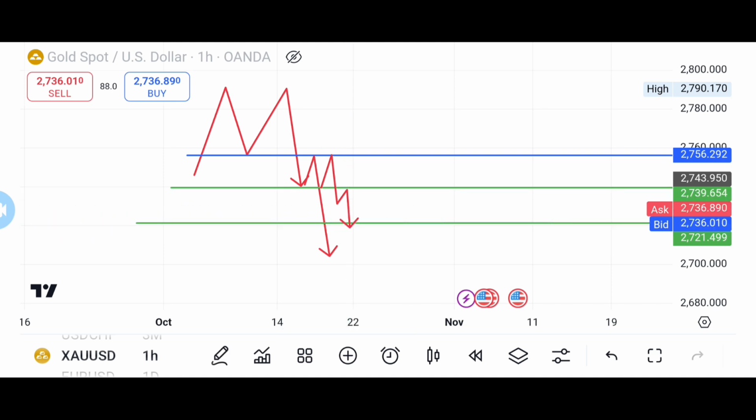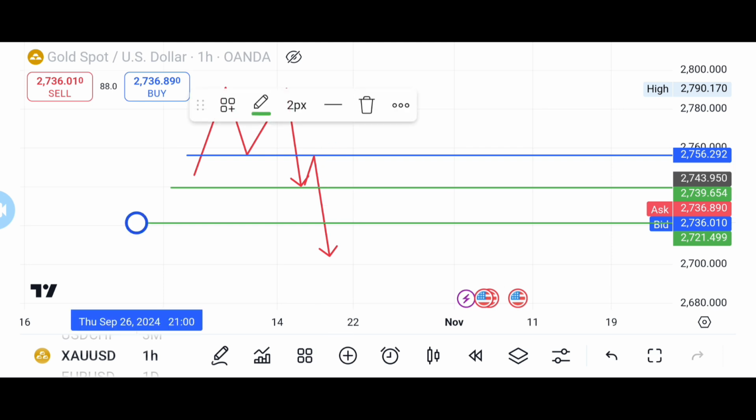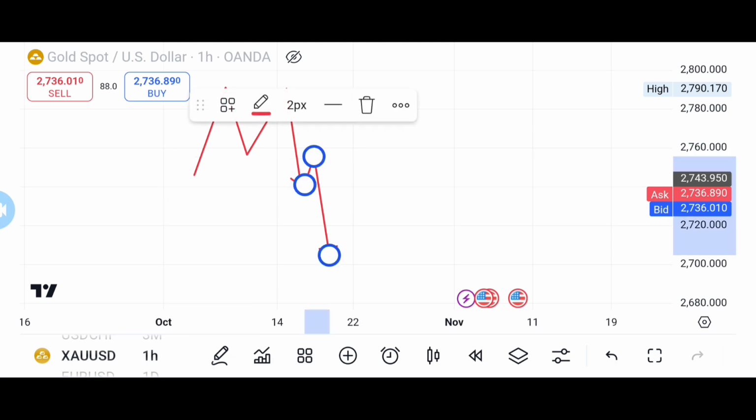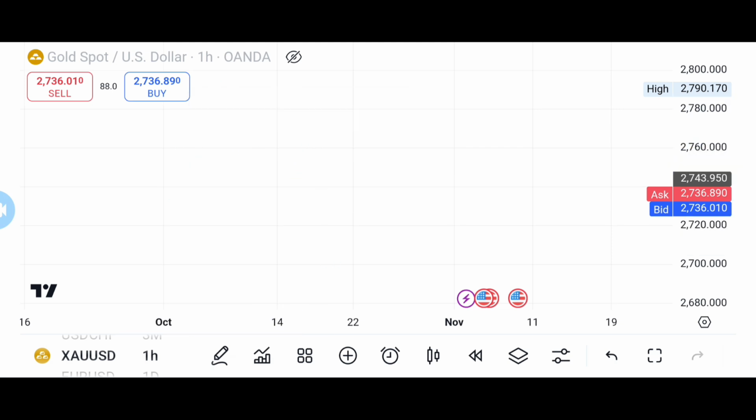Easy peasy. Are we together? That is the rule of that pattern. That is the rule of that setup. Okay, so let us continue.